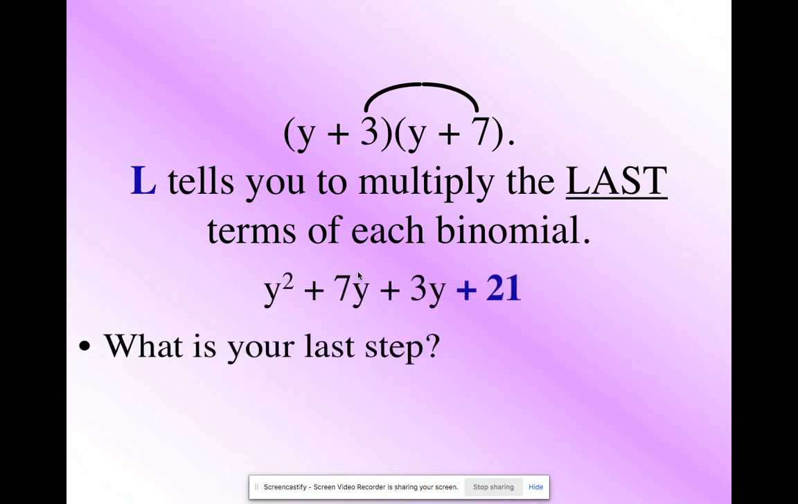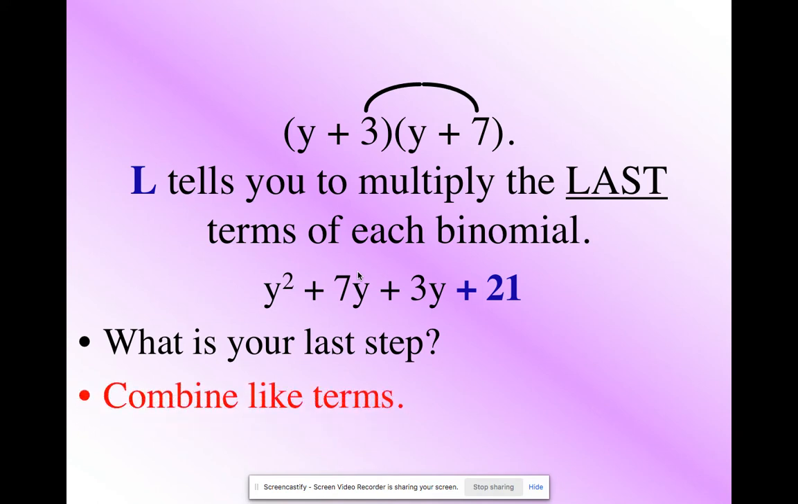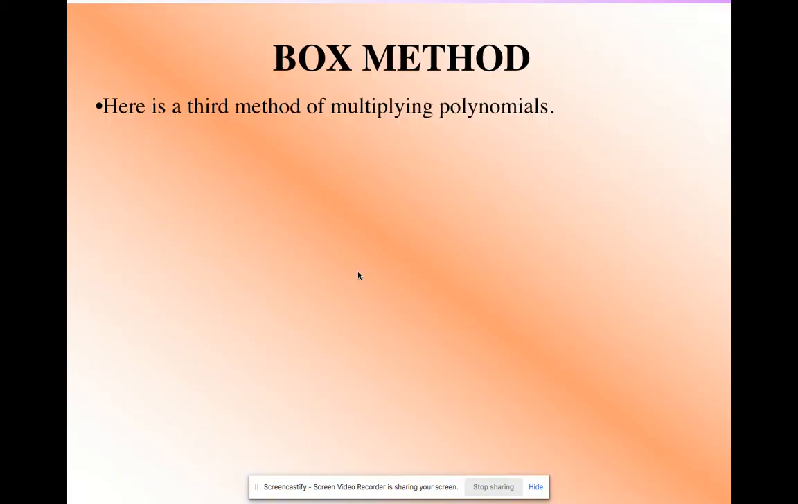After that, as always, we make sure we combine like terms. So combine 7y plus 3y, and your final answer is y squared plus 10y plus 21. Finally, we have the box method. The box method is nice more specifically when you're working with more than two polynomials. Otherwise, to be honest, I prefer the FOIL method if you have two.